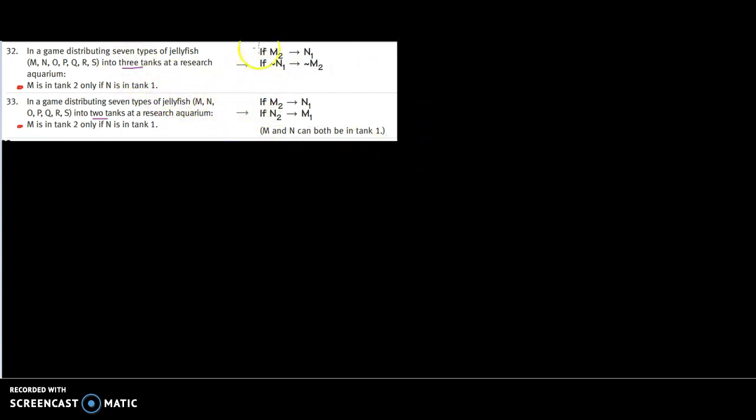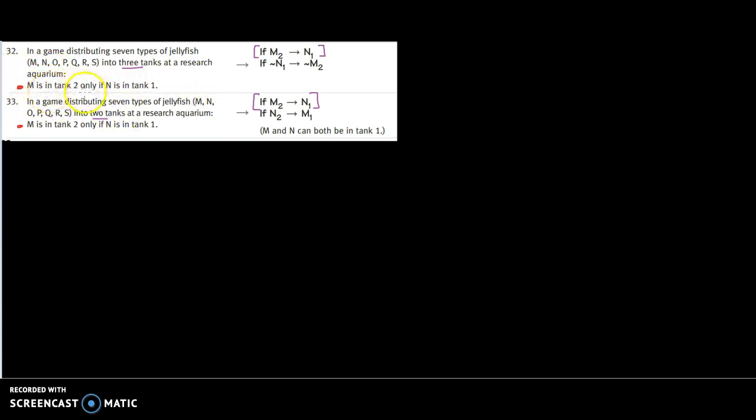So before we do it, let's make sure that we're okay with, notice they both have the same first deduction. If M2, therefore N1, right? If M2, therefore N1. Let's put that in purple there. Okay. Let's make sure that we're comfortable making that deduction first, and we'll go from there. So here's the idea.